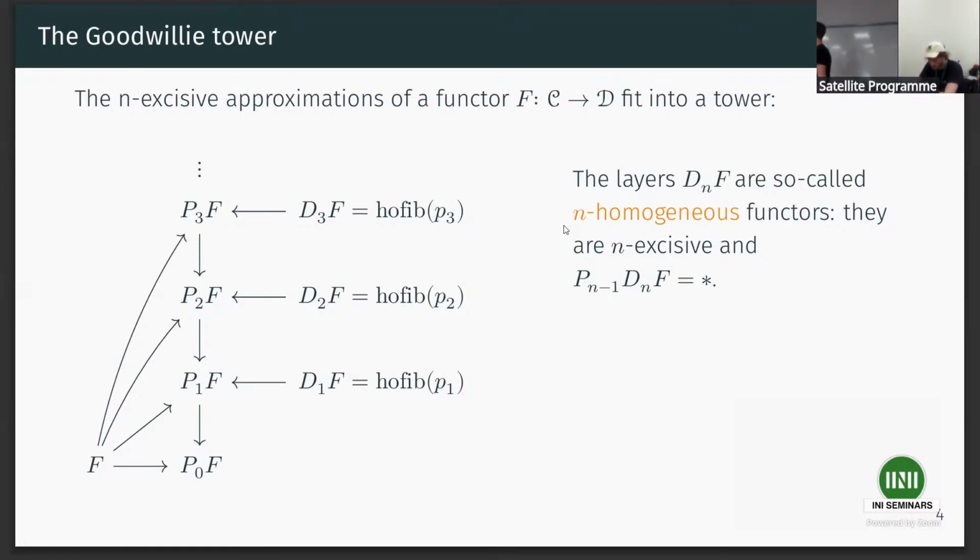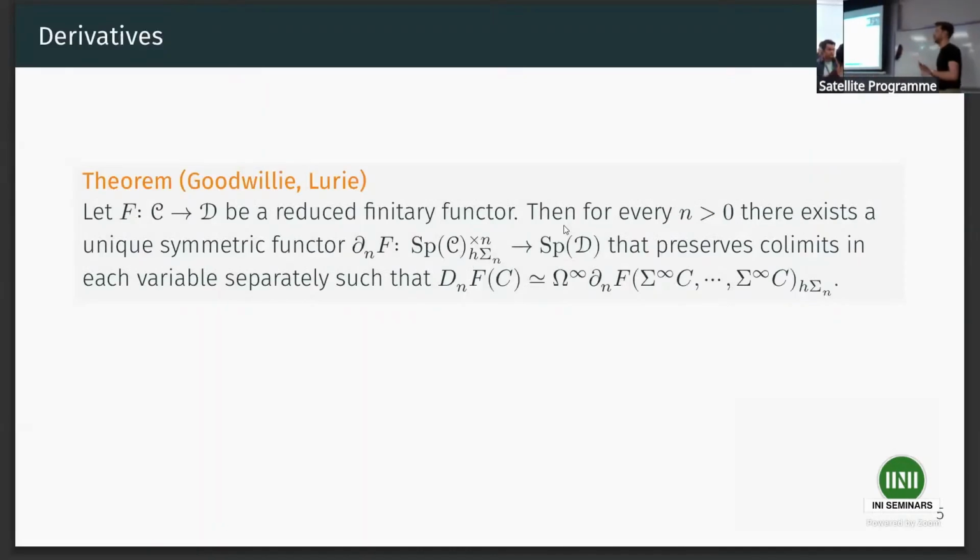There's a result by Goodwillie, and in this more general form stated by Lurie, that if you have a functor which preserves the zero object and filtered colimits, then for every n you can write it in terms of some symmetric multilinear functor, a functor of n variables which is symmetric in the inputs, from the stabilization of C to the stabilization of D, such that there's a formula like this describing the n-homogeneous layer in this form.